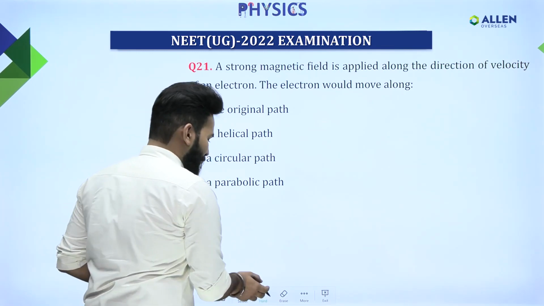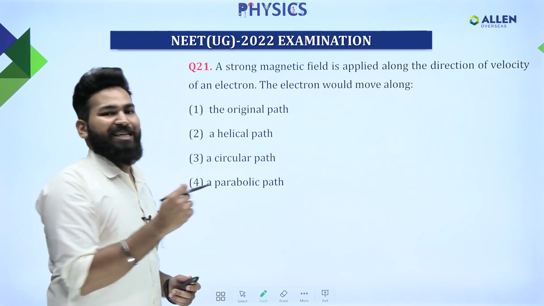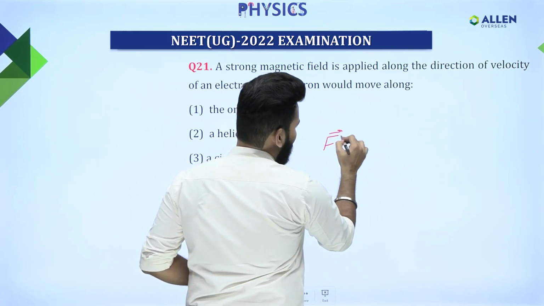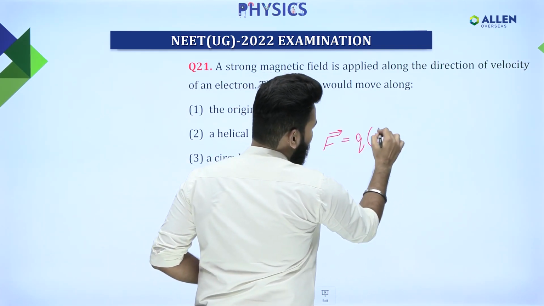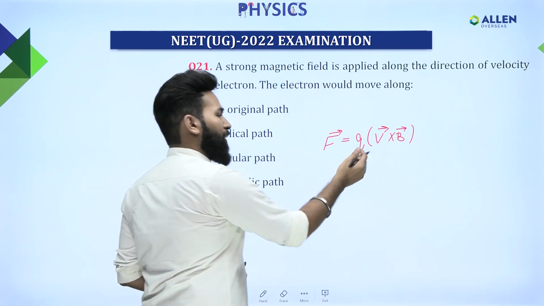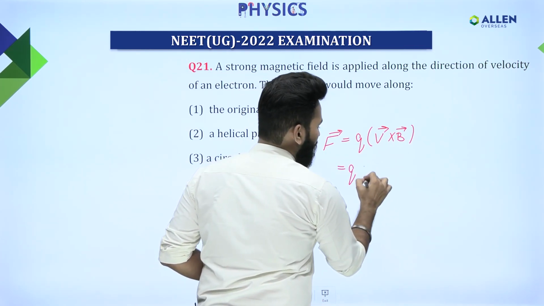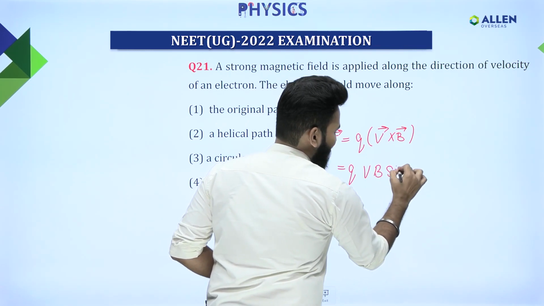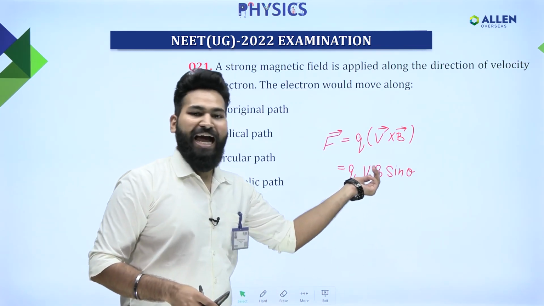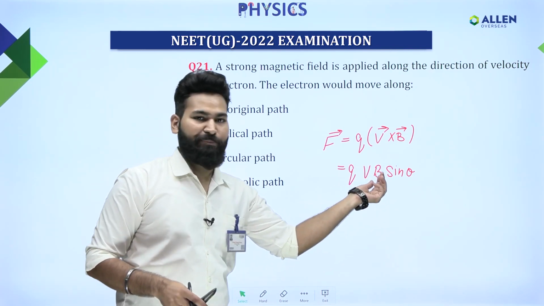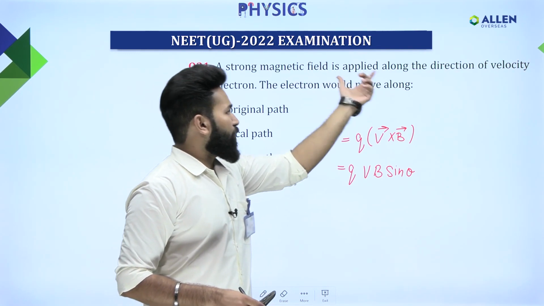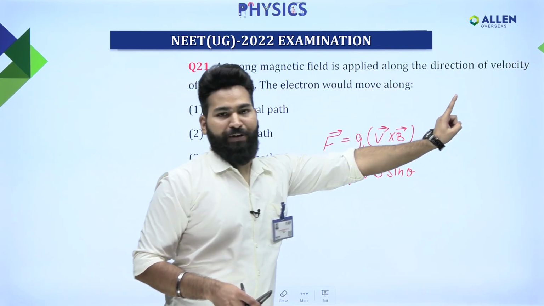Okay, so we know that the force on a charged particle due to a magnetic field is F equal to Q V cross B. We can also open the cross product as Q into V B sine theta, where theta is the angle between velocity and magnetic field. V is velocity, B is magnetic field. In the question it's clearly given that the magnetic field is applied along the direction of velocity.